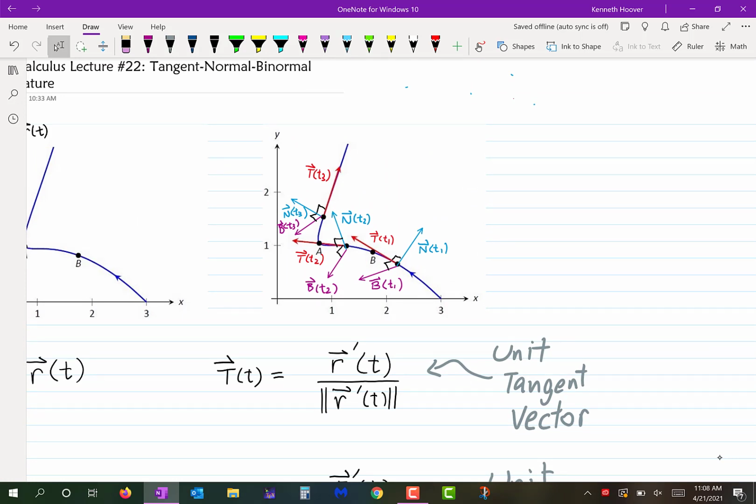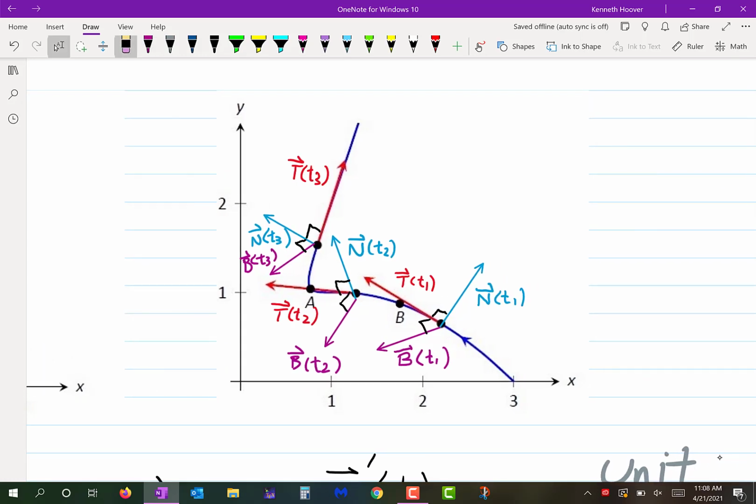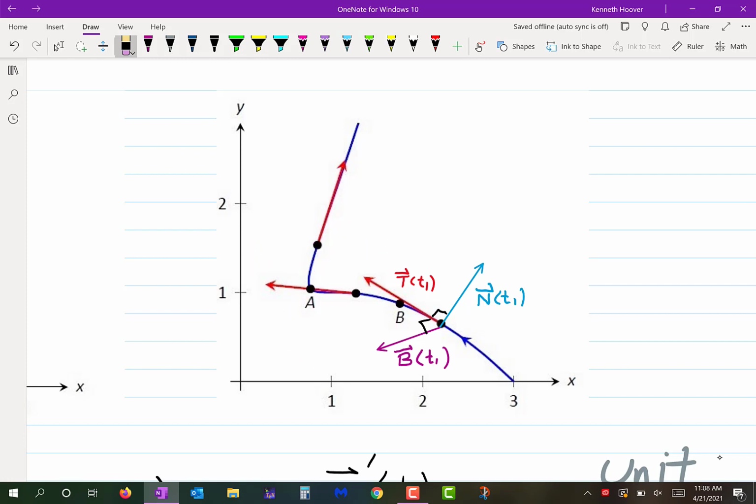So here's what I imagine. Let me erase some of this stuff here. The picture's getting a little bit crowded. Let's first of all make it bigger. But let's also erase some of these vectors. Let's just look at the first set. Now we're just going to look at these 3 vectors right there. And I'll even erase the parentheses. Let's just call them capital T, capital N, and capital B.